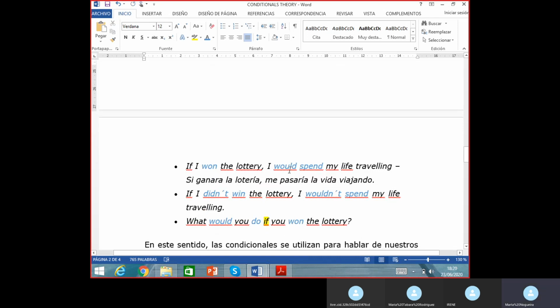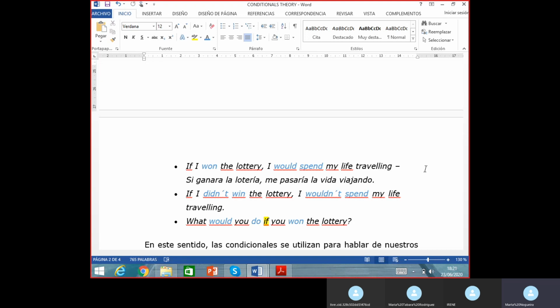If I won the lottery, past simple, I would spend my life traveling. Would plus infinitive. If I put it in the negative, if I didn't win the lottery, I wouldn't spend my life traveling. And if you put it in the interrogative, what would you do if you won the lottery? Would you be traveling, or what would you be doing? Okay, what would you do if you won the lottery?